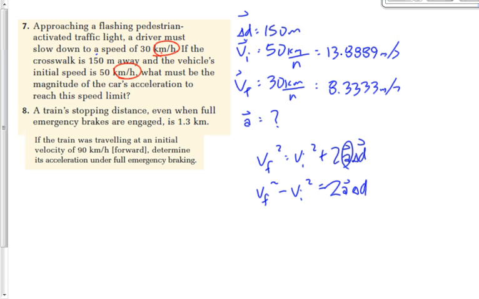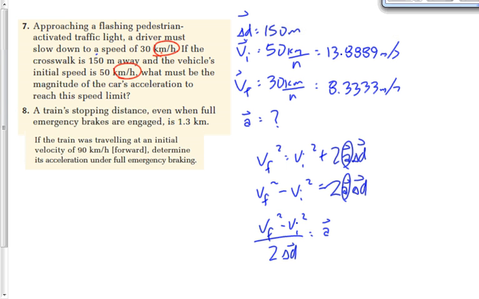Now, the 2 and the D are both connected to the A, but that's all we have left to get rid of. So let's get rid of both of those now, the 2 and the D. They're both multiplied by A, so we're going to take them over by doing what? Gary? Division. So it becomes VF squared minus VI squared over 2 times delta D equals A.